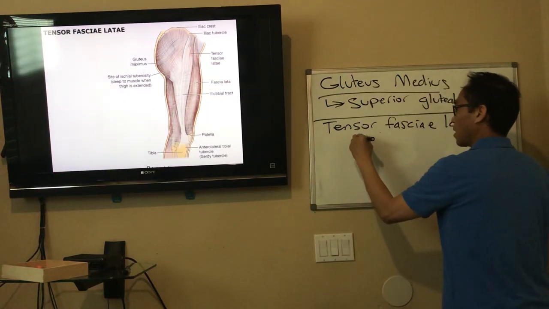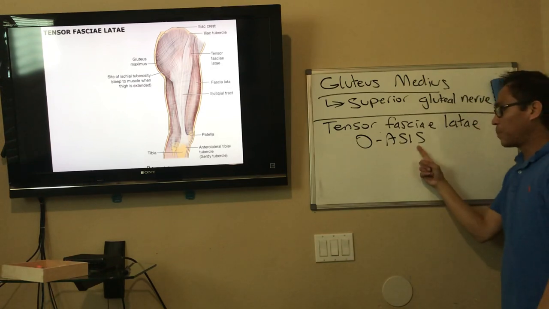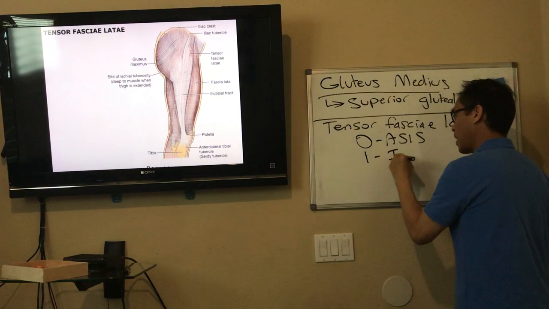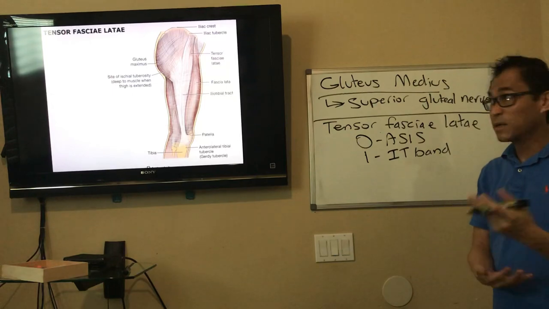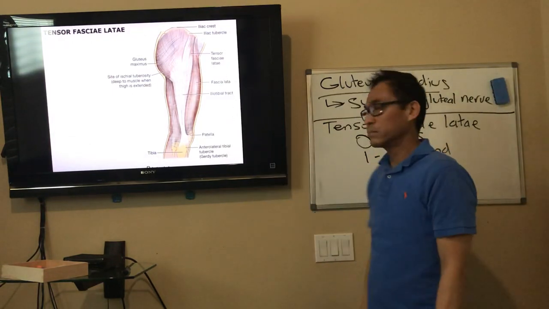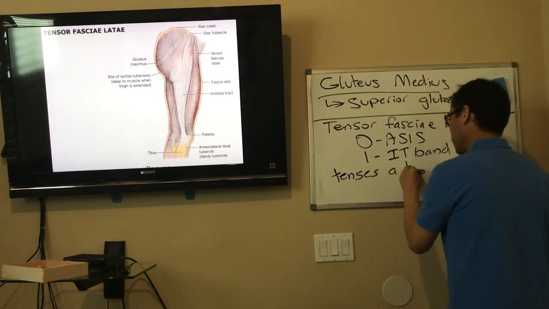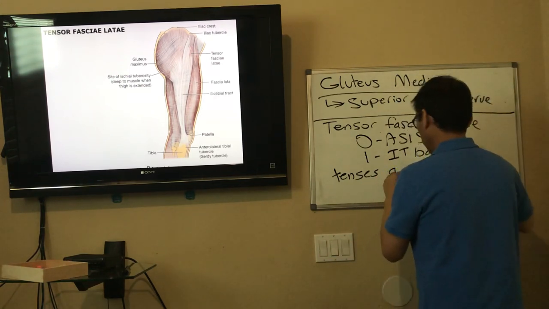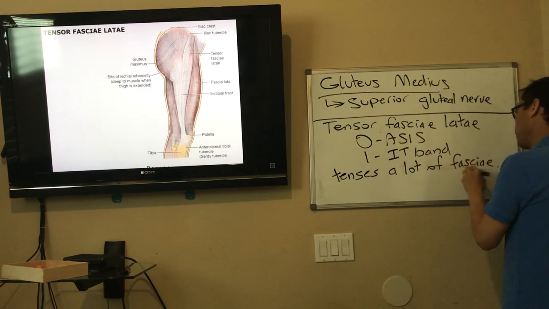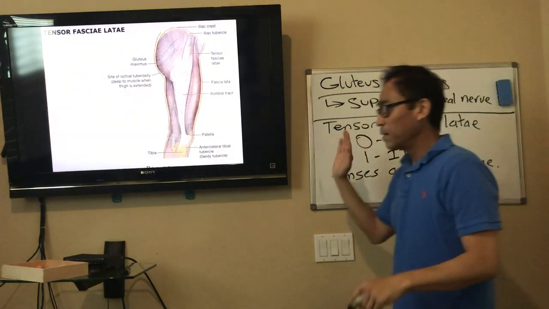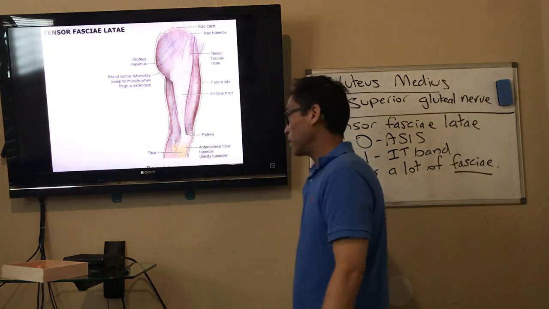So, tensor fascia lata originates at the ASIS. Let's remember what that stands for. Anterior superior iliac spine, and it inserts on IT band. The action. Tensor fascia lata, it tenses the fascia lata. We just say it tenses a lot of fascia. Fascia is the biological pantyhose, right? So, it inserts on the IT band, so it helps tense that as well.